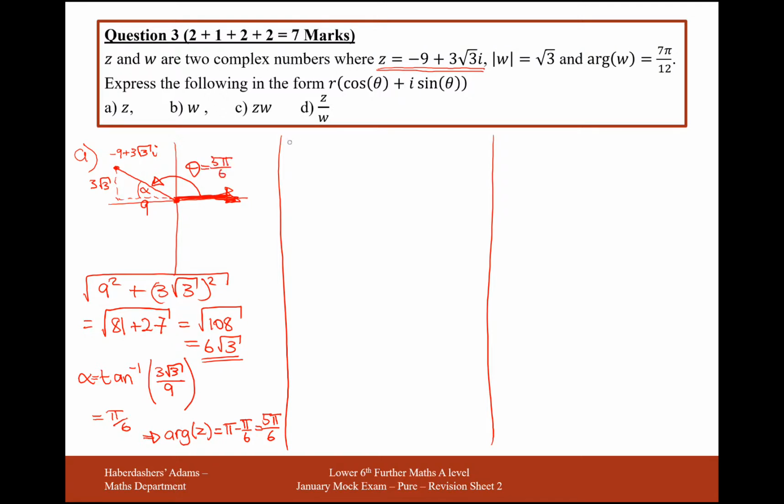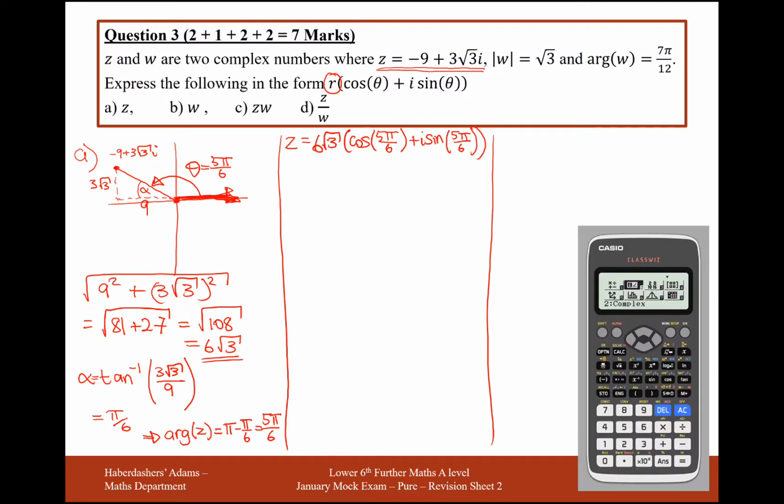And just to finish off the question, z we'll write as a complex number in terms of modulus argument. So it's going to be r first, so that's 6 root 3, bracket cos theta, so that's 5 pi by 6, plus i sin 5 pi by 6.